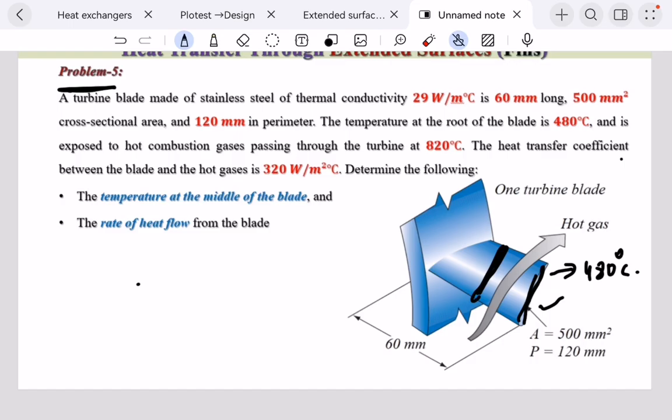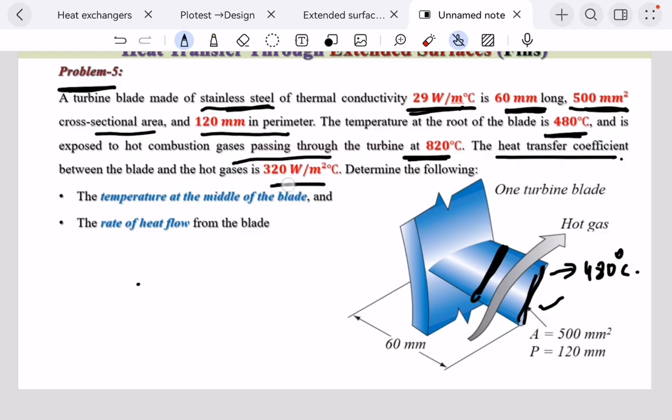A turbine blade made up of stainless steel with thermal conductivity 29, 60 mm length, 500 millimeter square cross sectional area, 120 mm perimeter. The temperature at the root of the blade is 480 and it is exposed to hot gases that are passing at 820. The heat transfer coefficient is 320. Now he's asking us to determine the temperature in the middle of the blade, somewhere here, and he's asking us to determine the rate of heat flow.